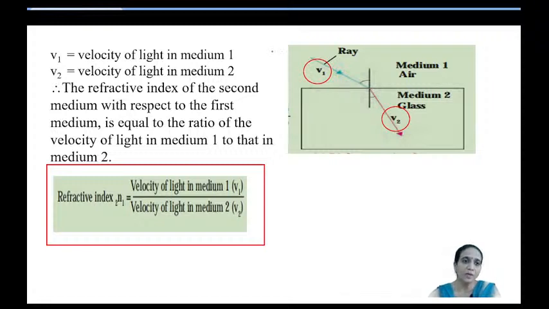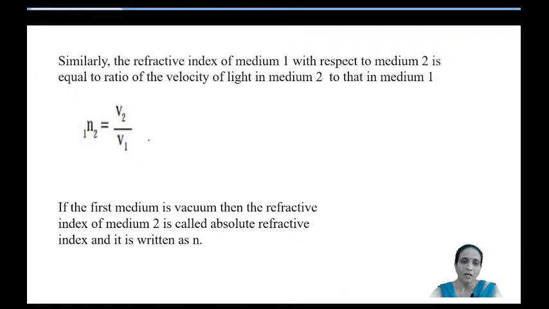Children, you have to remember these formulas because you will need them to solve a few examples. In the same way, the refractive index of medium 1 with respect to medium 2 is equal to the ratio of velocity of light in medium 2 to that in medium 1.